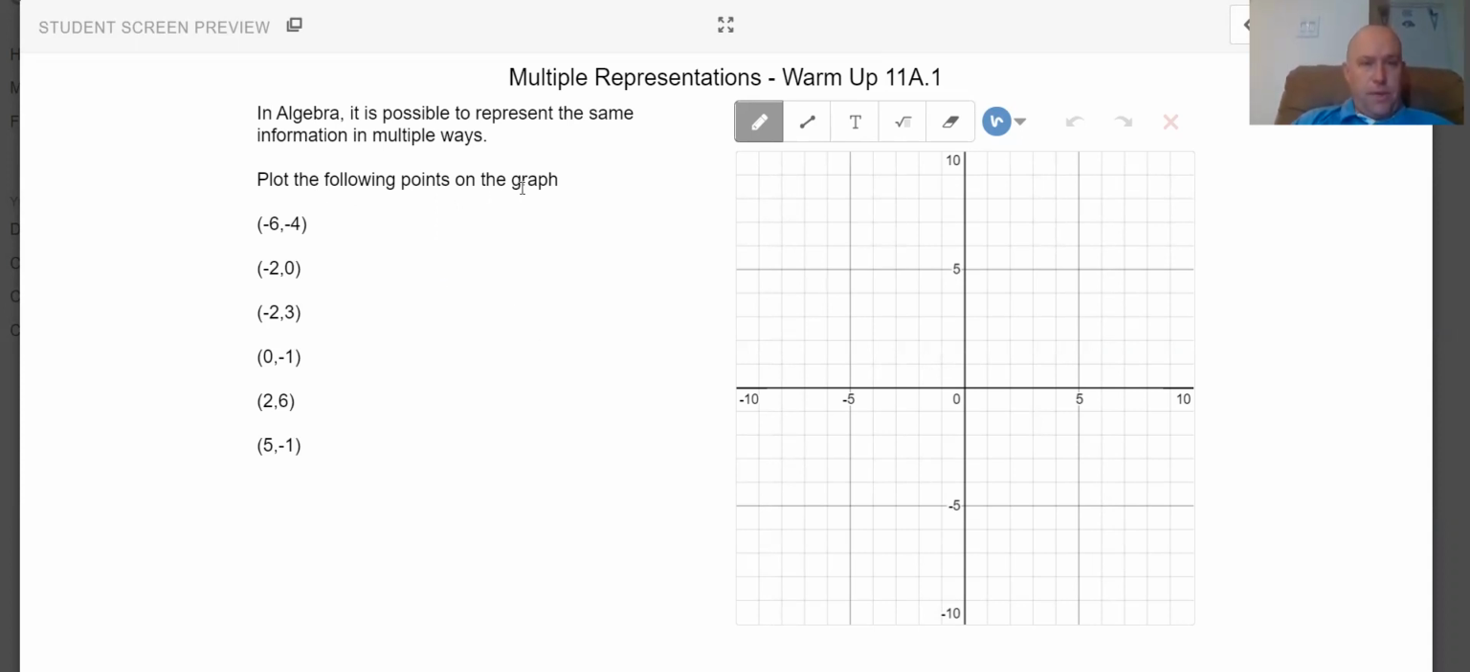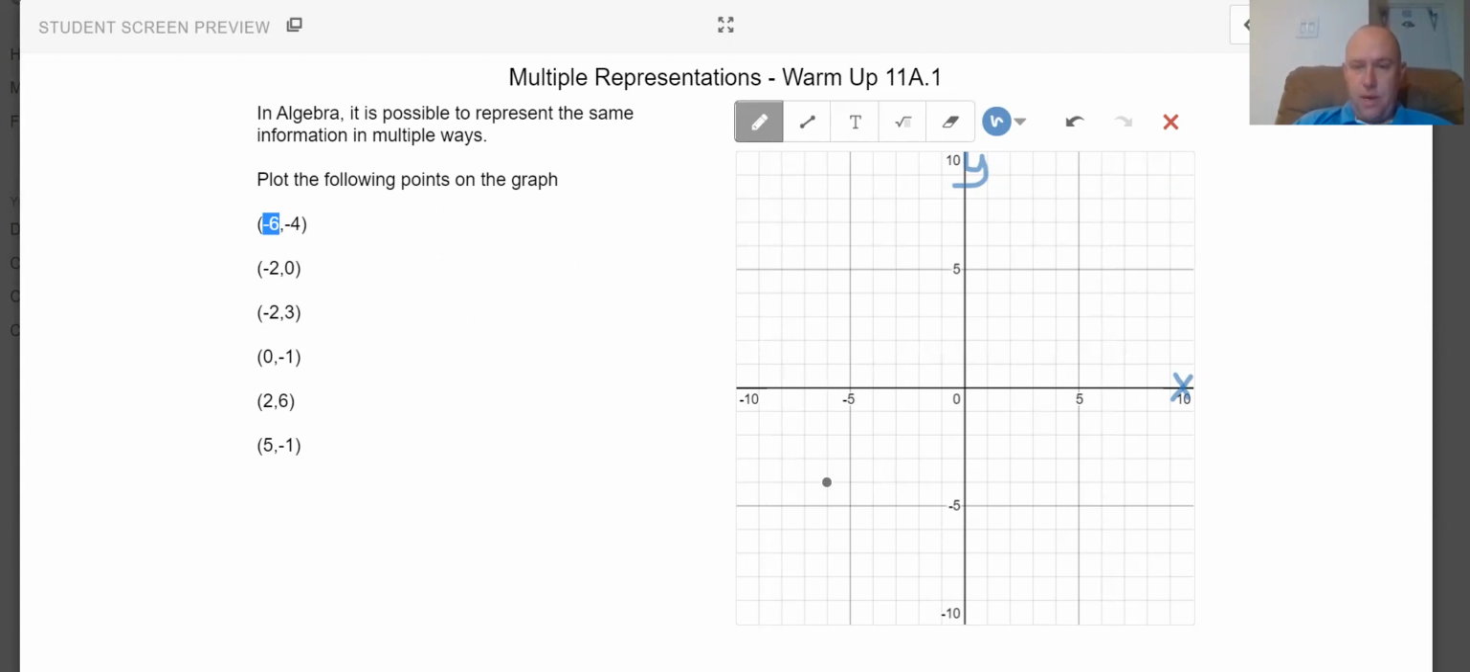So plot the following points on the graph, (-6, -4). This isn't labeled on this graph specifically, but this is our x-axis, the one that goes across here. And this is our y-axis. Now, these points that we see here, the first number relates to the x number, and the second number relates to the y number. So as we're plotting these, -6 means that we go along the x-axis first to where -6 is, which would be here. The second number, -4, means we go down 4 spaces.